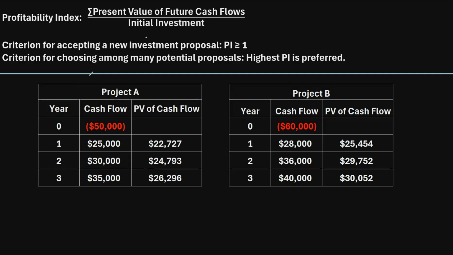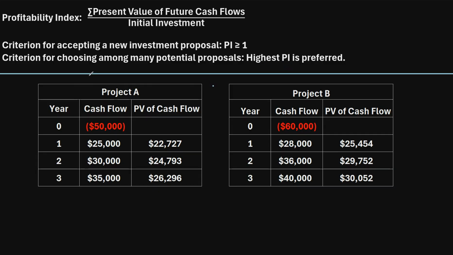Now, the criterion for accepting a new investment proposal is that the profitability index, or PI for short, should be greater than or equal to 1. All that really means is that the sum of the present value of the future cash flows of that project should be greater than or equal to the initial investment required for the project. And when we're trying to choose among many potential proposals for a project, the one with the highest profitability index is preferred. So let's take a look at an example.